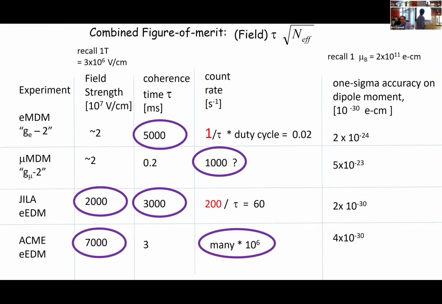How are we doing towards that? What sets us apart, our really singular feature compared to other EDM experiments anywhere, is that we have very long coherence times. We are doubling down on this. We like coherence times, both in terms of the sensitivity, but also because longer coherence times give you narrower lines, and narrower lines are better at rejecting systematics. A lot of systematic errors are line shape errors. If you have a narrower line, you're less sensitive to line shape errors.